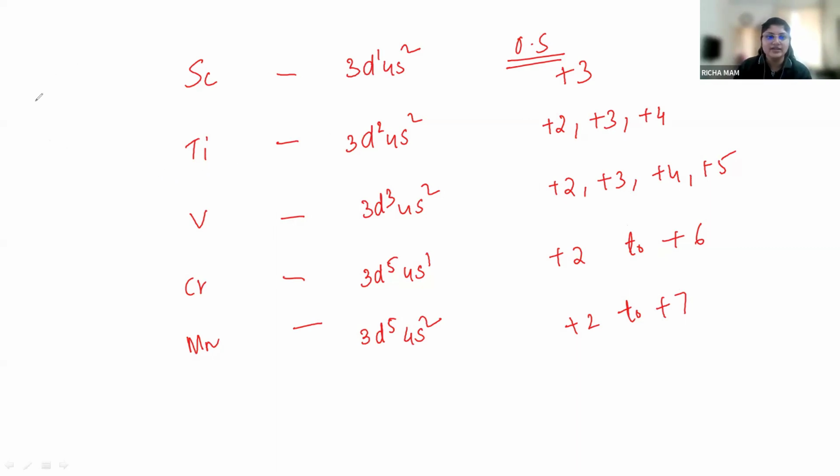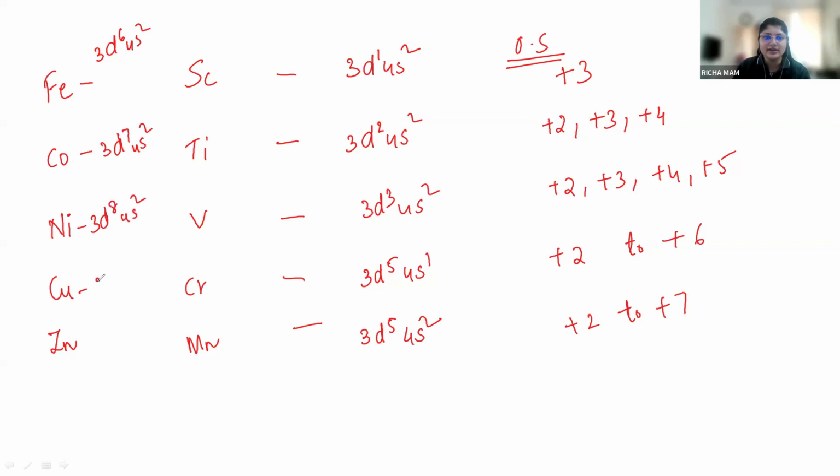Let us write the next. Next is iron, cobalt, nickel, copper and zinc. The electronic configurations are 3d6 4s2, then 3d7 4s2, then 3d8 4s2, then 3d10 4s1, and 3d10 4s2.